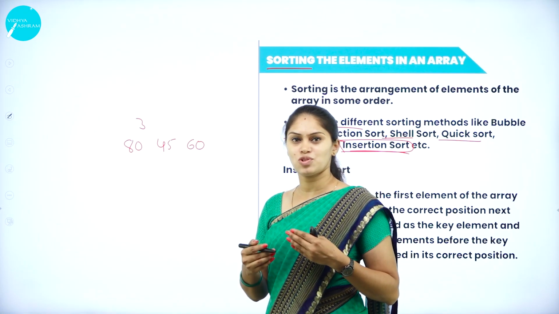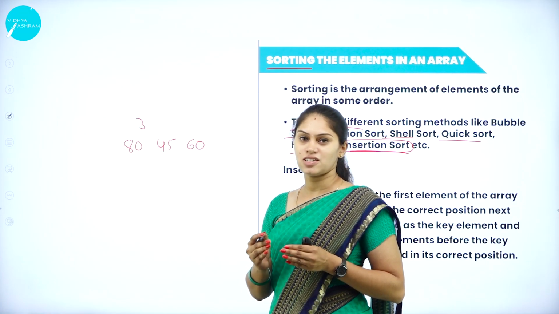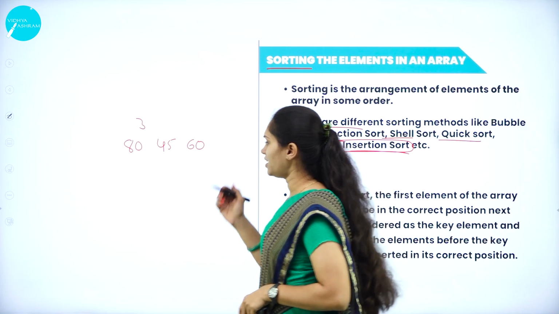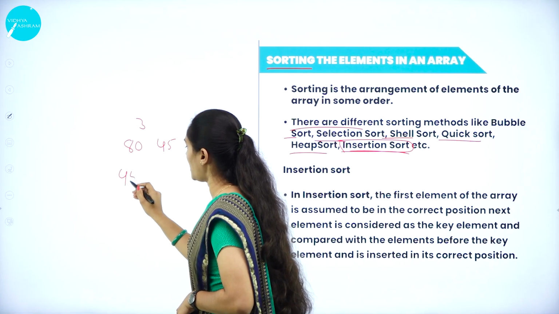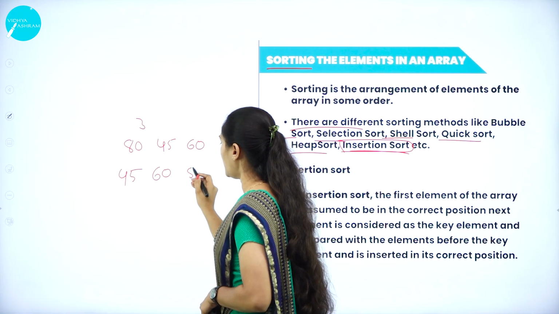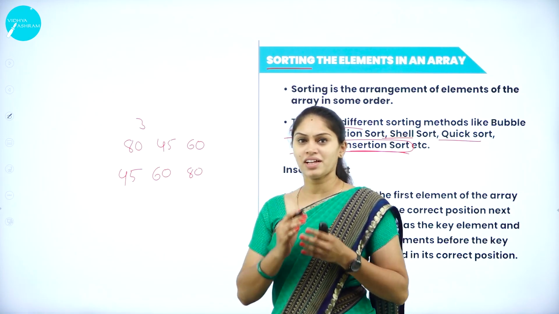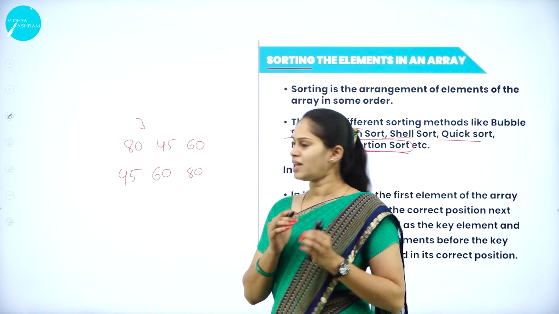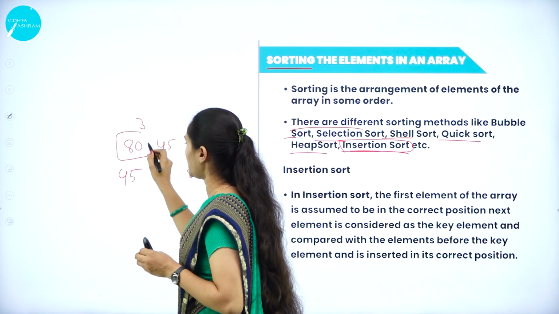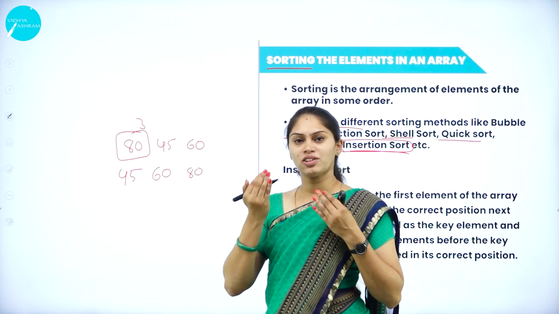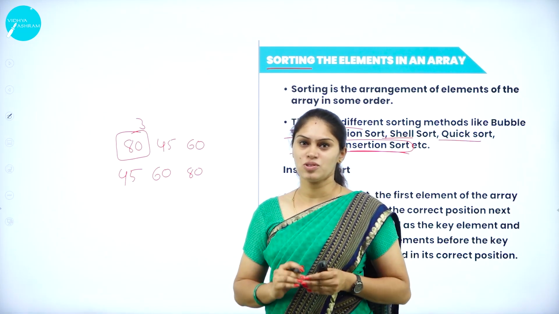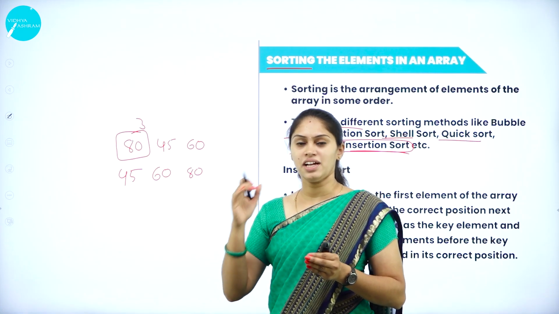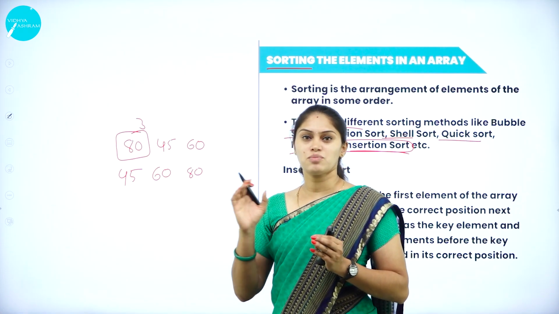So now what are we supposed to do? By making use of this insertion sort, we are going to arrange the elements. If it is in the ascending order, it should be like 45, 60 and 80. But when it comes to the insertion sort, I am just going to assume that whatever value is there in the first position is in the correct position. That means it will be the lowest element when it comes to ascending. It will be the highest element when it comes to descending.